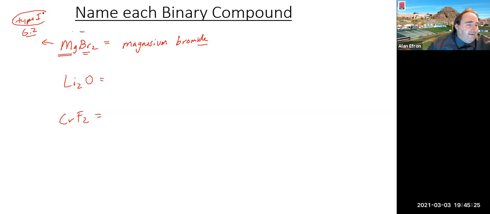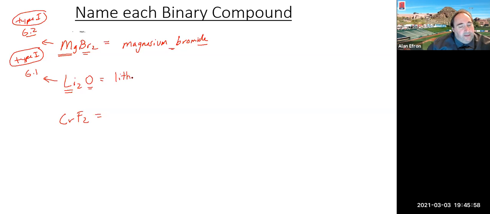Also means it has a fixed charge, so we would not need to use any type of Roman numerals in this particular one. Same thing here. If we look at this one, this is Li, which is lithium, which is a metal. O, which is oxygen, which is a non-metal. Lithium, which is group 1 on the periodic table, also means that it has a fixed +1 charge and is type 1, which also means we do not need the Roman numeral here.